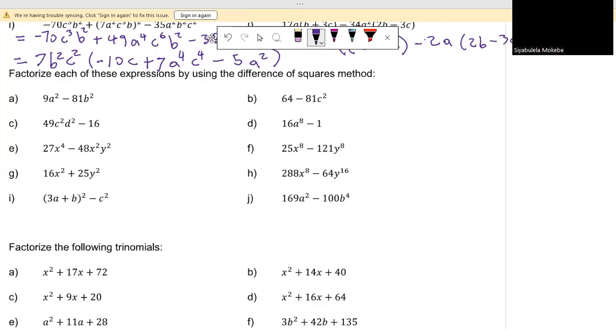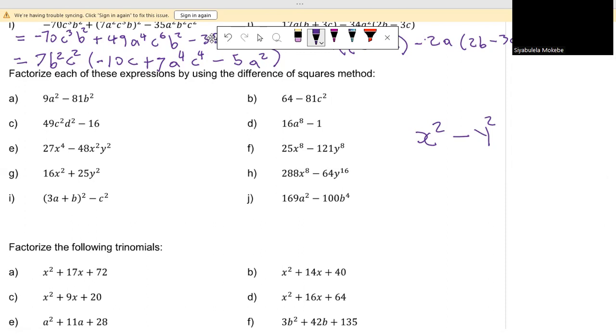All right, morning, folks. So now we want to look at factorizing using the difference of squares, right? So again, when you factorize using difference of squares, let's start by understanding what difference of squares means. So this is a square, and that's a square, and this is difference of squares.